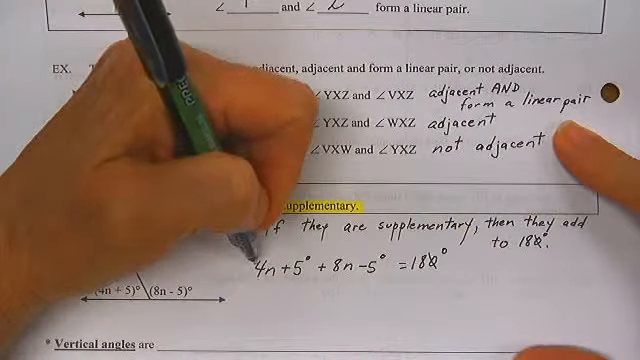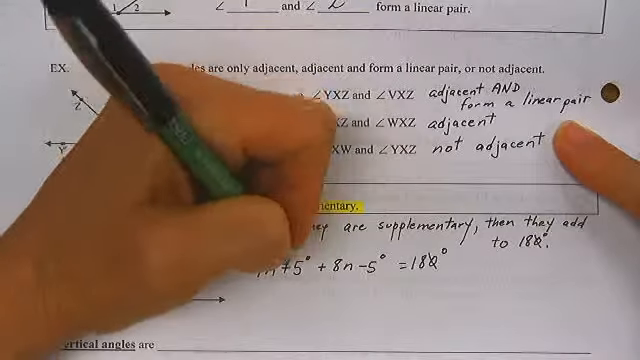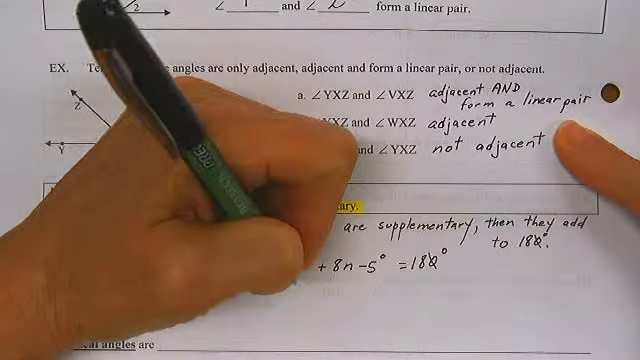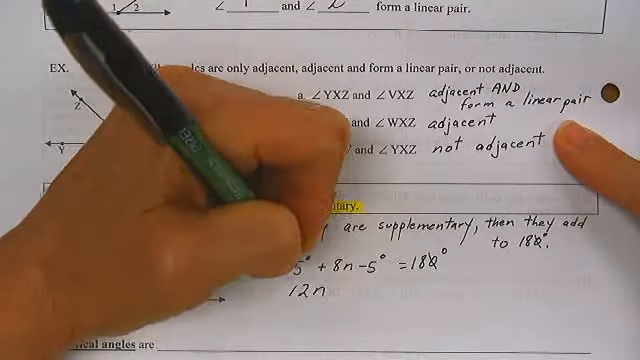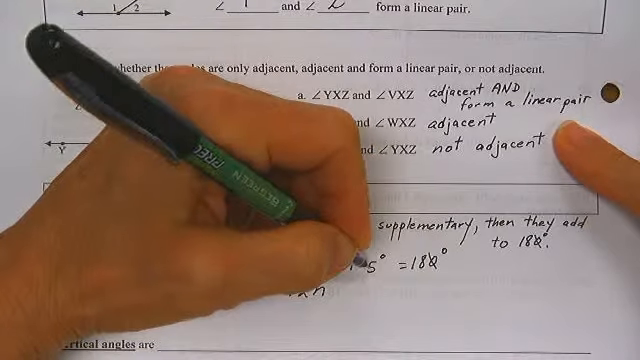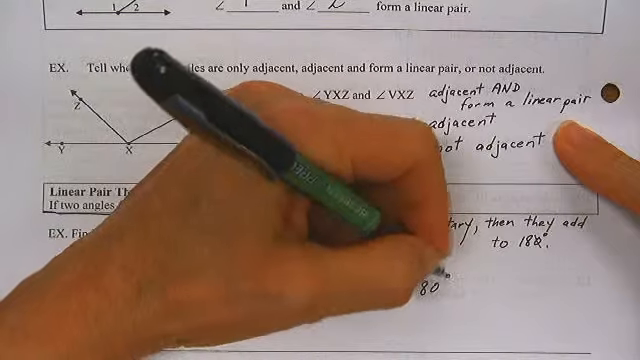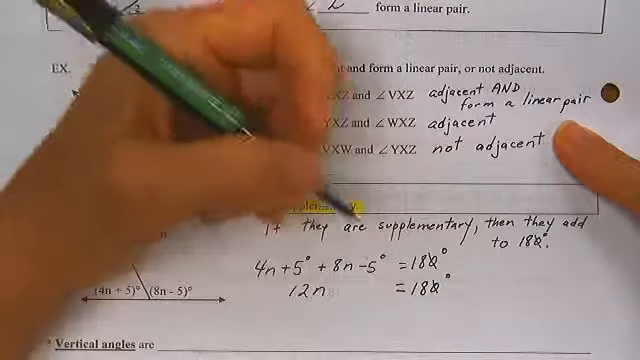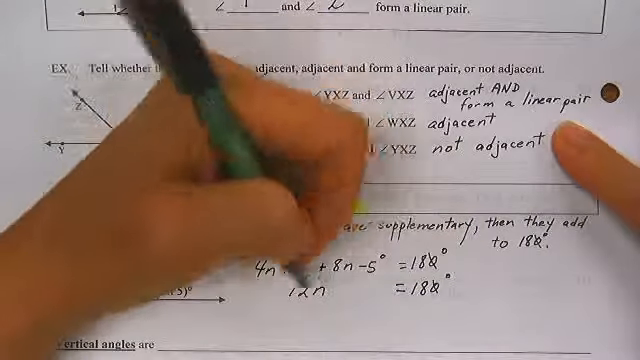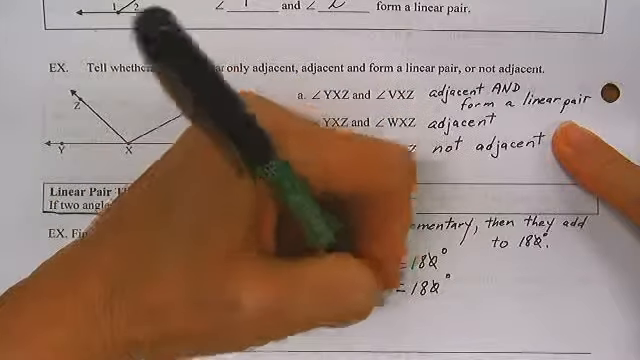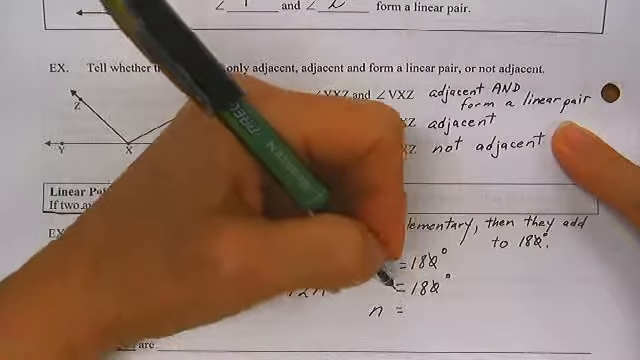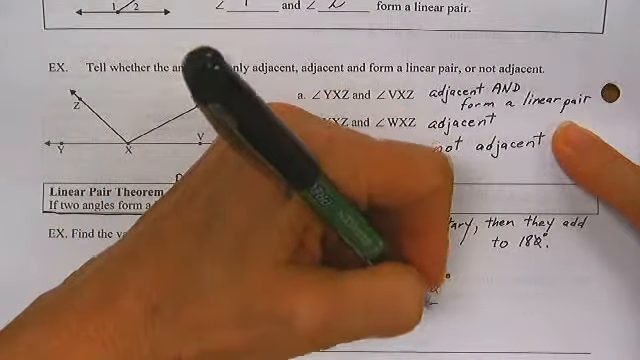Combine like terms. 4n plus 8n is 12n. 5 degrees minus 5 degrees is 0. 12n equals 180 degrees. Notice I keep my equal signs in a straight line. Divide both sides by 12. n is equal to 15.